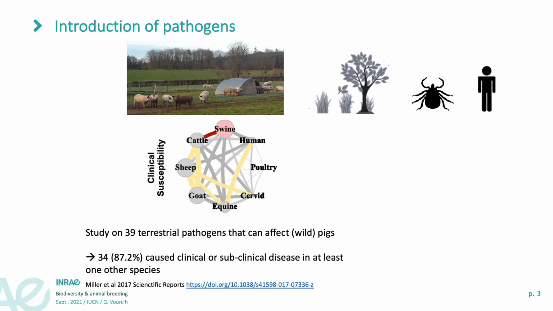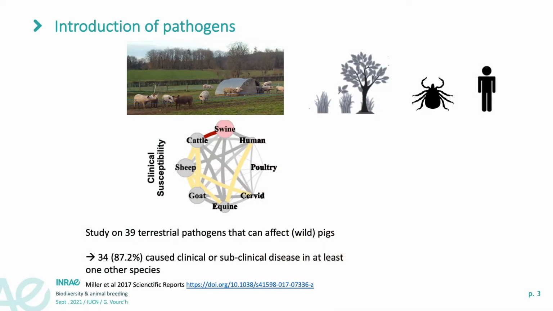Animal breeding in general faces different problems regarding infectious and parasitic disease. One of the main problems is the introduction of pathogens within the animal production group. This can come from the environment, from vectors, from people working and going in and out of the compound, and from contact with other species. Here you have a study showing that of around 40 terrestrial pathogens that can affect wild pigs, the vast majority, 87%, can cause clinical or subclinical disease in at least one species.